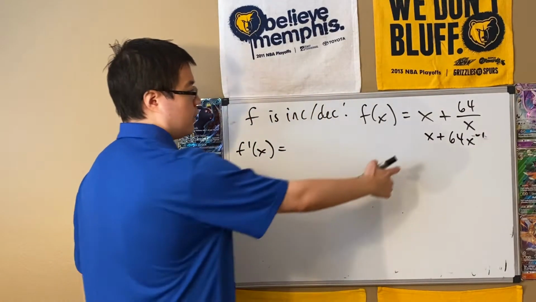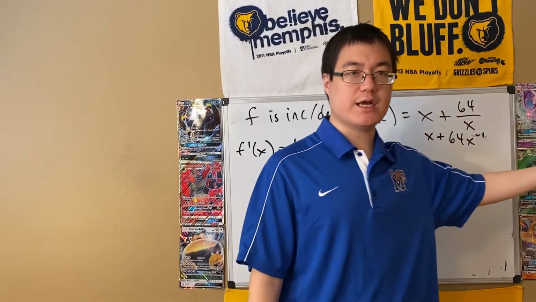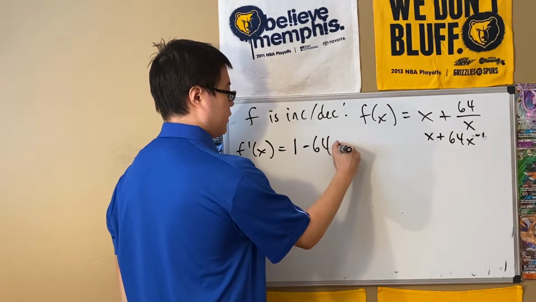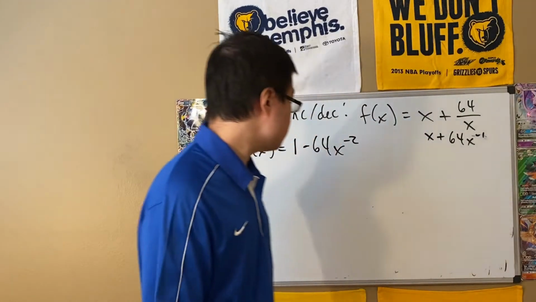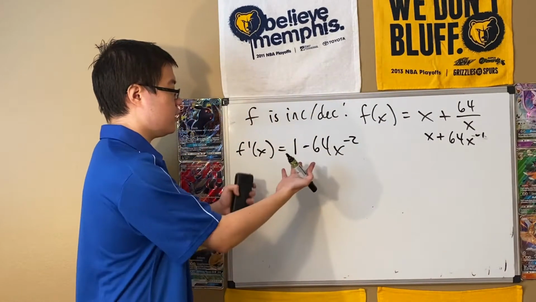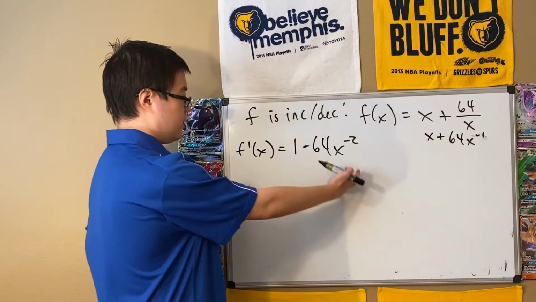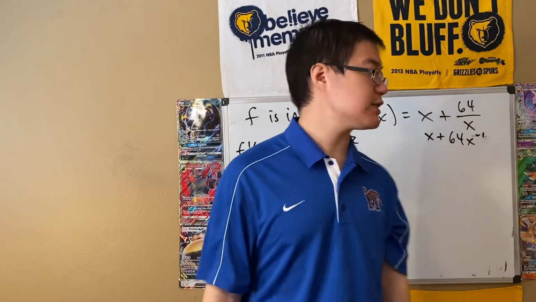Let's take the derivative. The derivative of x is 1. Now we're going to do the power rule. So we take the negative 1, drop it to the front. So it's going to be minus 64 x to the minus 2. And this is what we're going for. So now we draw the sign chart, but you can tell that I'm not ready for the sign chart yet. I'm not confident enough because I don't know what this looks like, because we haven't done the big step, which is factor as much as possible.